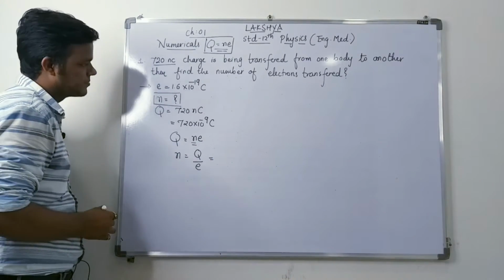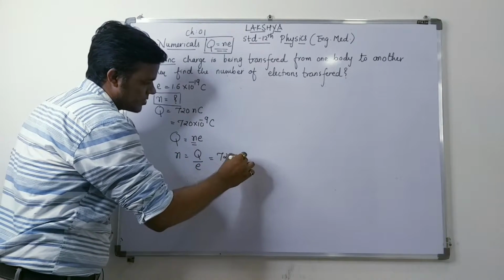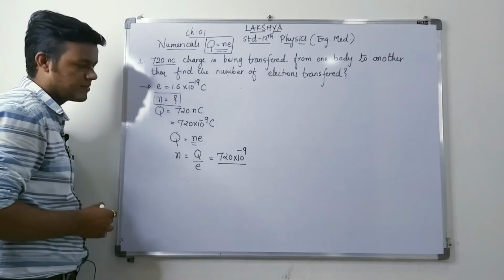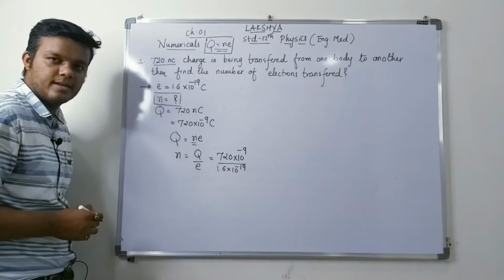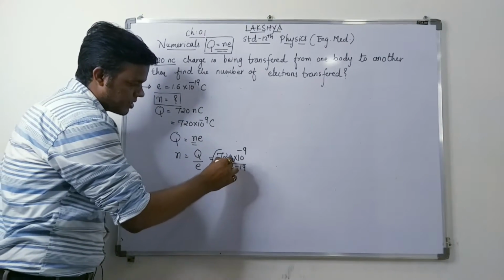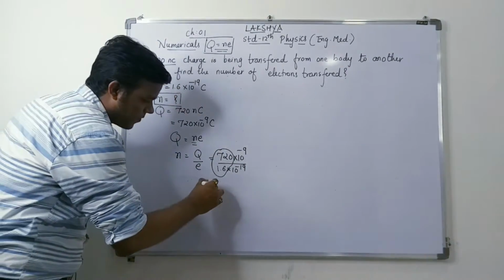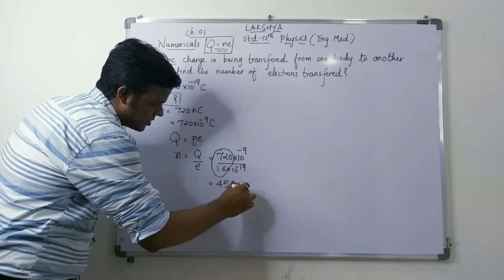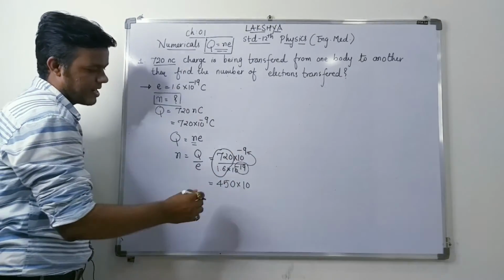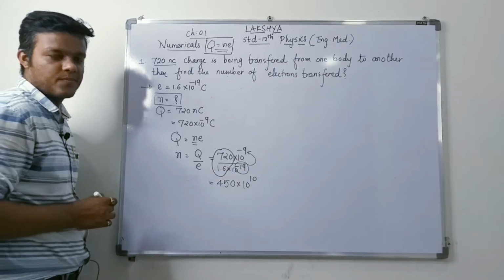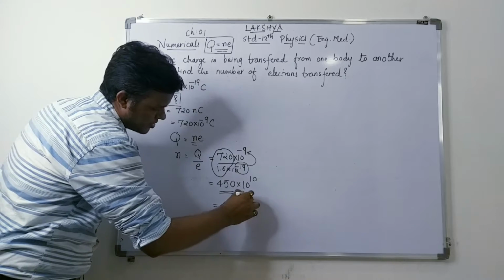Value of Q is given, which is 720 into 10 raised to minus 9, divided by e, 1.6 into 10 raised to minus 19, right? Now you can calculate this ratio, 720 by 1.6. We have a calculator here. It gives 450 into 10 raised to, this minus 19 will go to the numerator, 19 minus 9, it will be 10 raised to 10. If you want to settle this number, then 45 into 10 raised to 11.